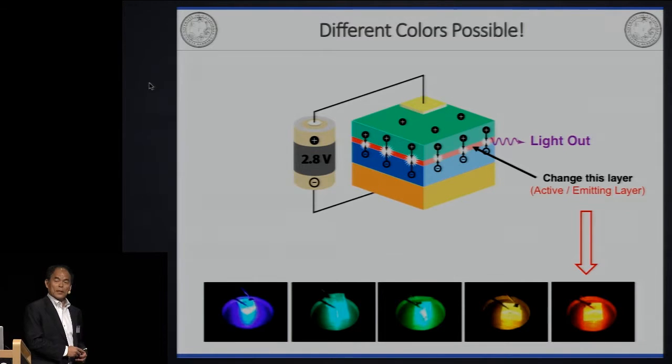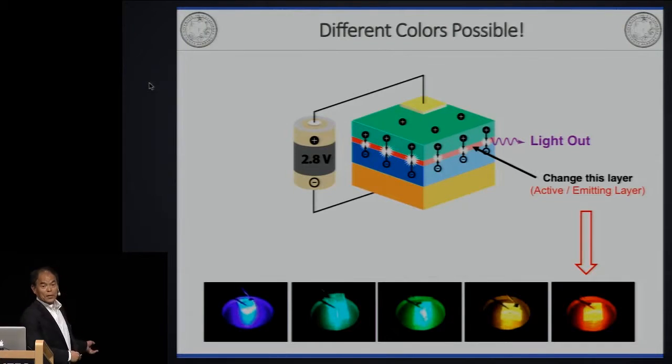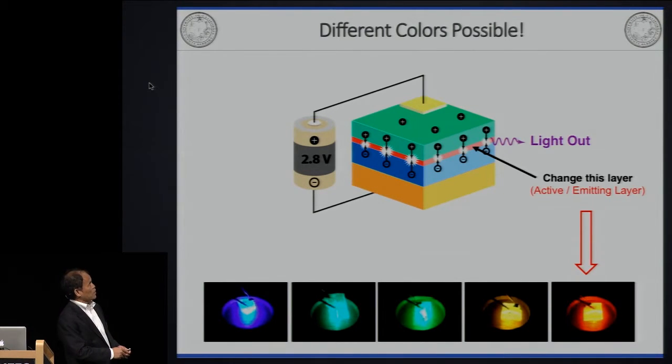For this emitting layer, we use indium gallium nitride. By changing the composition of the indium gallium nitride layer, we can change the color from red to blue and also UV. We can make emissions from infrared to UV using the same structure, by changing the indium composition of this indium gallium nitride emitting layer.